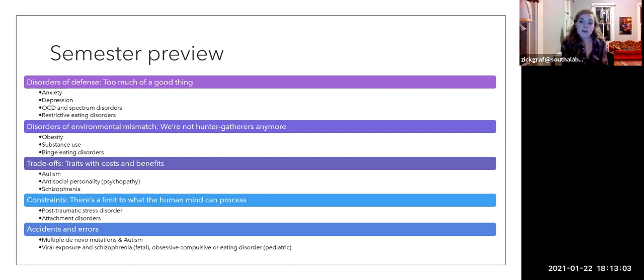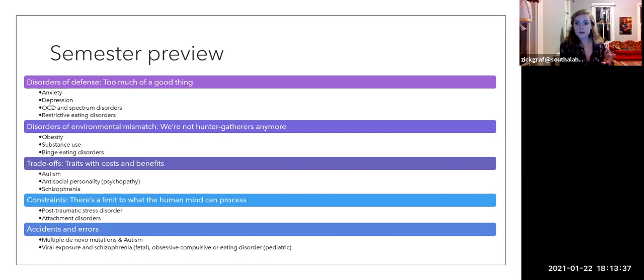Examples of disorders that might be related to trade-offs: many of the traits that are related to autism at lower levels are really beneficial. Same with schizophrenia and same with antisocial personality disorder. In fact, in a population where only 1% of people have antisocial personality disorder, being a psychopath is actually very beneficial to the person who has that trait. Even though in populations where there's a lot of people with that trait, it stops being beneficial.